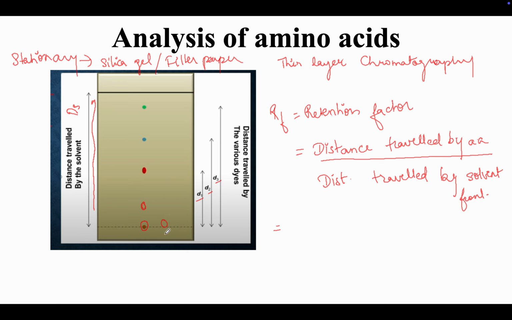So we can run a standard amino acid solution here, and then we can match the different amino acids with the standard solution, and thus we can analyze which amino acids are present in our unknown sample.